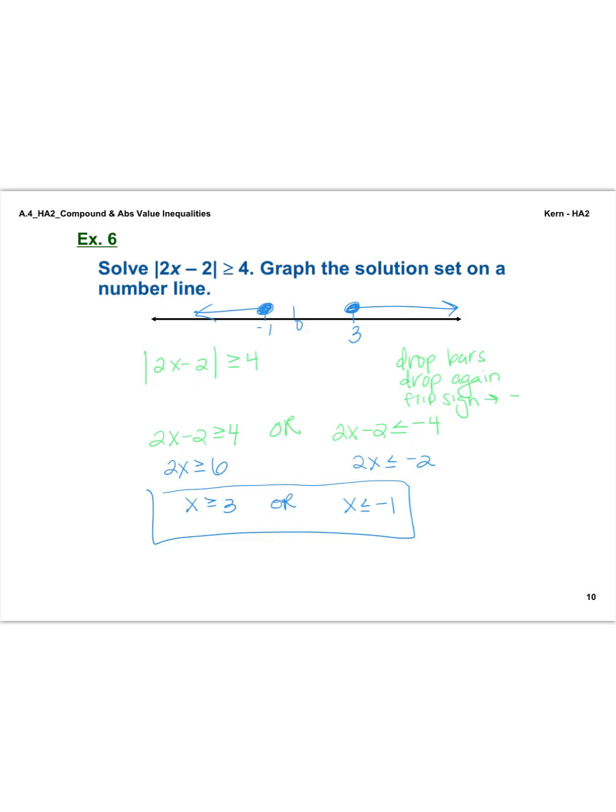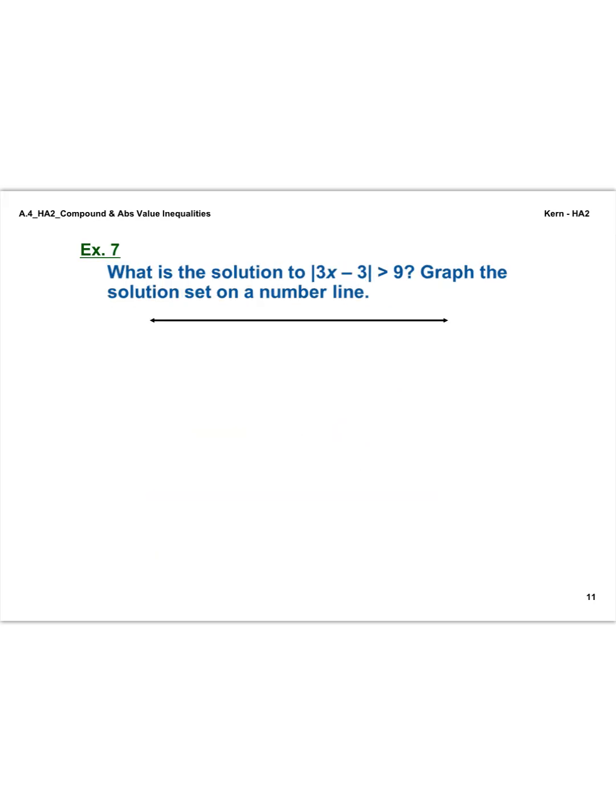My interval notation, all right, my interval notation is, where's my pen? -infinity to -1, bracket, jump, bracket, 3, infinity, parentheses. All right, see if you can figure this one out.